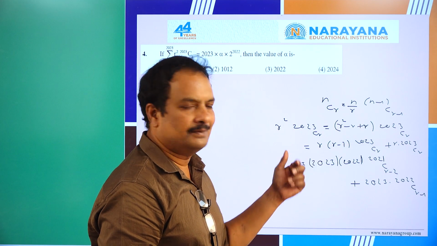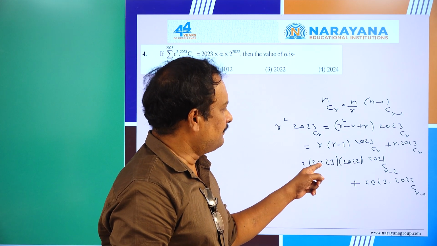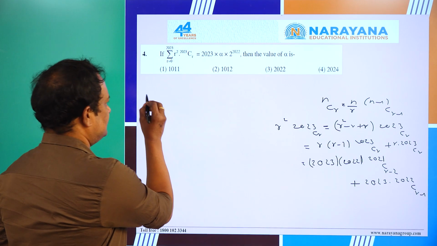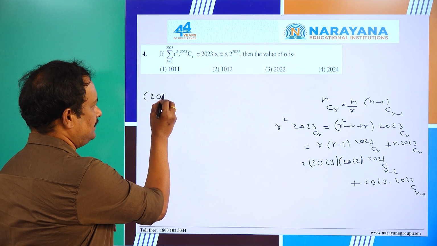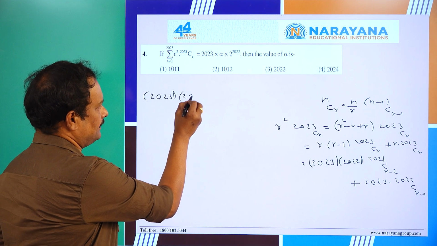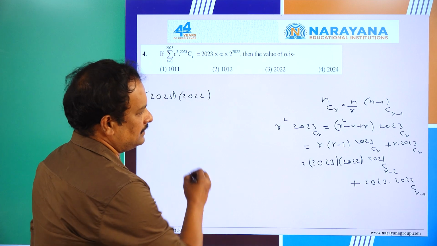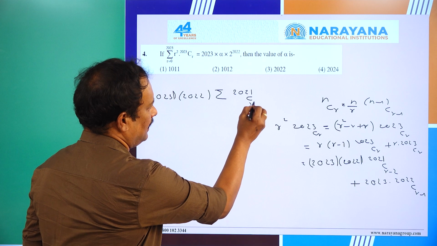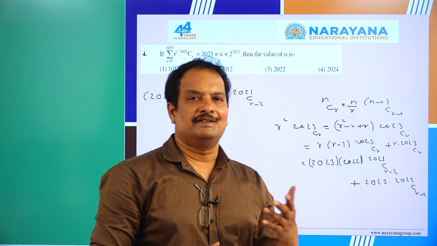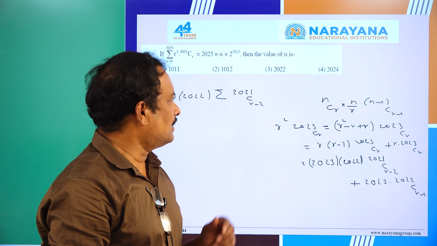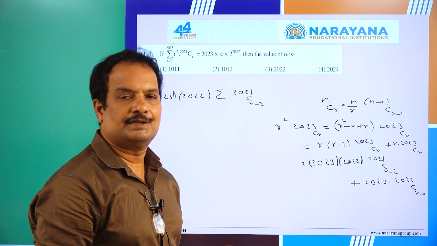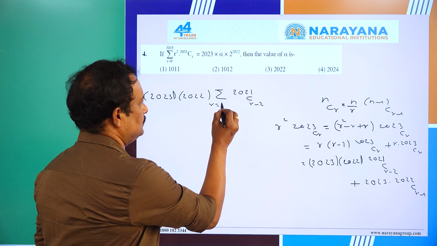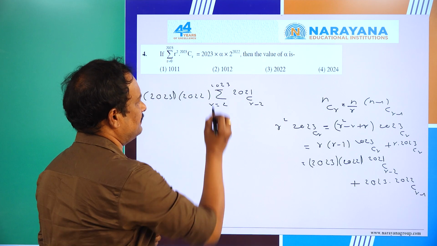Now you apply the sigma for this. Anyway, this is a constant that can be taken out. So the first part is 2023 into 2022 into sigma of 2021 C r minus 2. Originally r is given as changing from 0 to 2023, but now we can't take that because the subscript is r minus 2. That cannot be negative, as we know. That's why r is changing from 2 to 2023. This is what you are supposed to take.